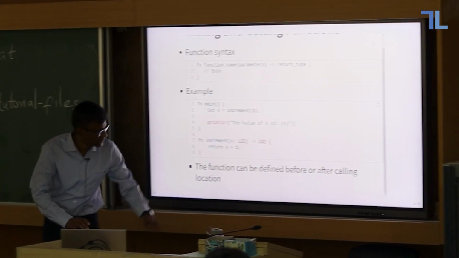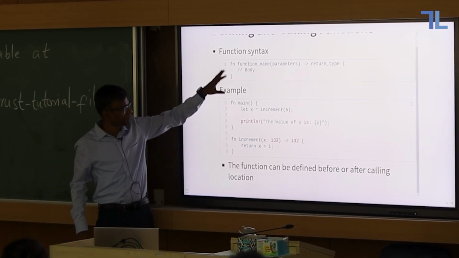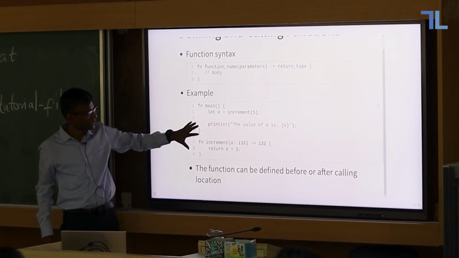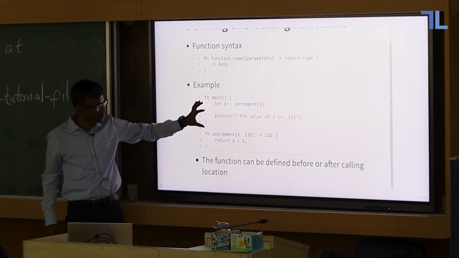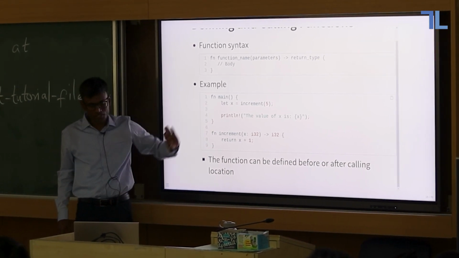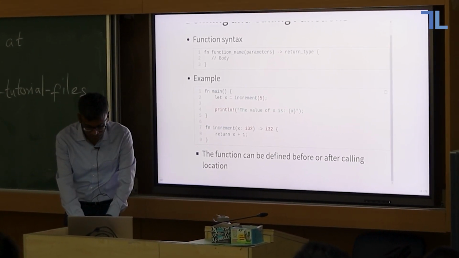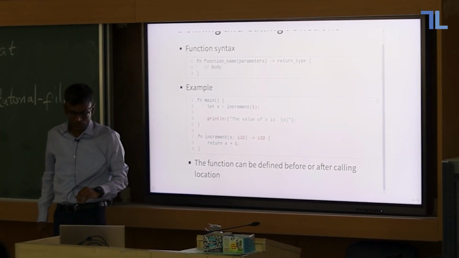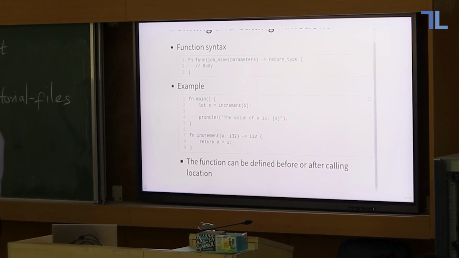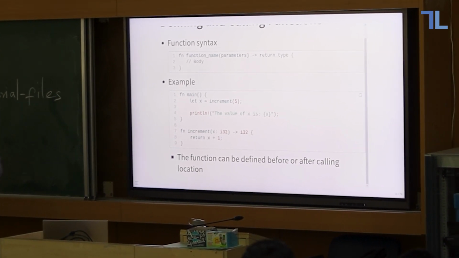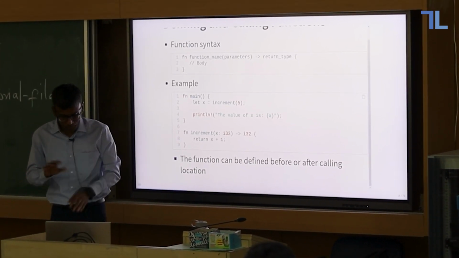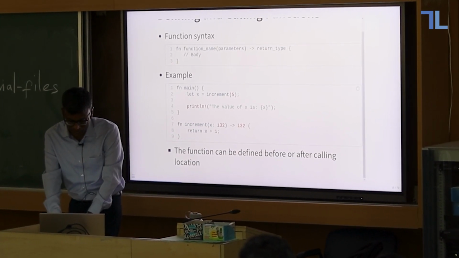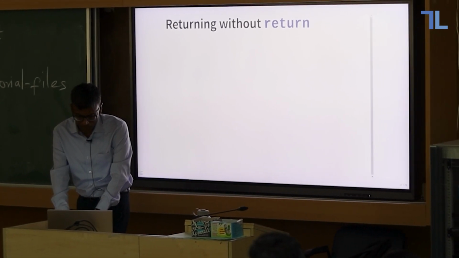So this function can be defined before or after. As long as it is in the same file, then it will compile. It is not necessary that the function has to be defined below the usage. This is just the example I put at the bottom, but it could be before also. The function has to be in the correct scope. What scope is, is beyond the scope of this tutorial, but you can figure it out as you become more proficient in Rust. The compiler will help you figure that part out.